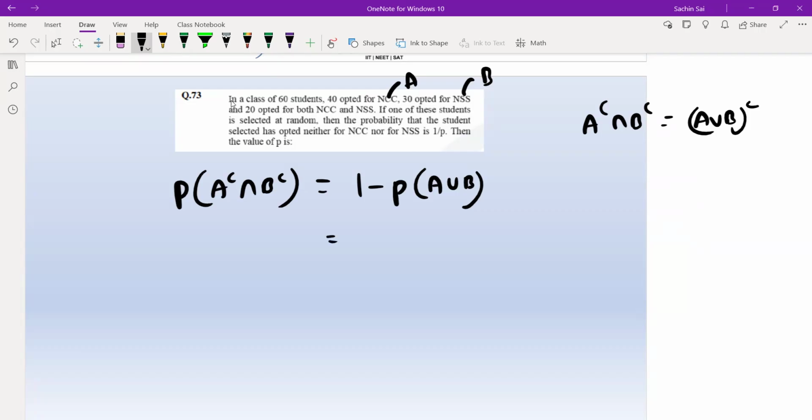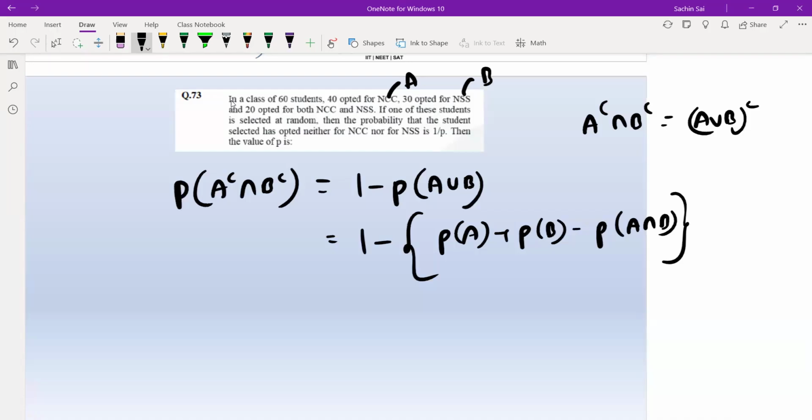And to find P of A union B, we need to find P of A plus P of B minus P of A intersection B. And all that information is already given in the question. N of A is 40, so P of A is 40 by 60. N of B is 30, so P of B is 30 by 60, right?